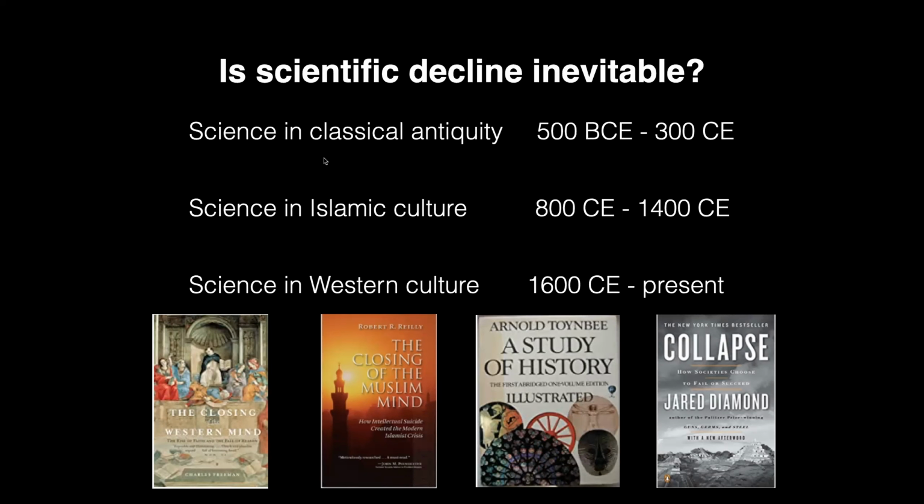The decline of science in classical antiquity is documented in Charles Freeman's book, The Closing of the Western Mind, subtitled, you probably can't see that, The Rise of Faith and the Fall of Reason. The decline of science in Islamic culture is documented, besides those 3 articles and many others that I remarked upon, by this book by Robert Reilly, The Closing of the Muslim Mind. I think he deliberately echoed the title of Freeman's book.